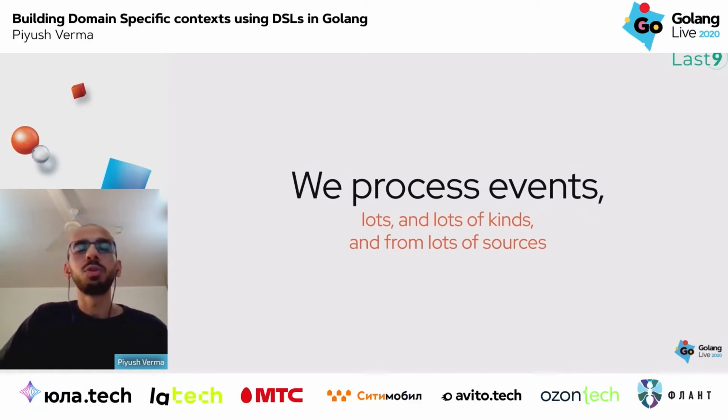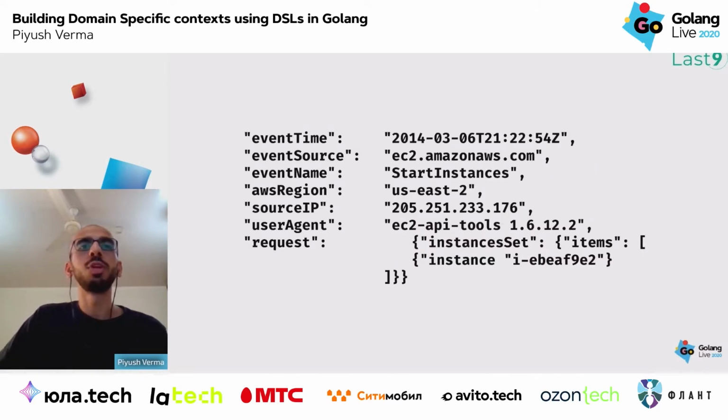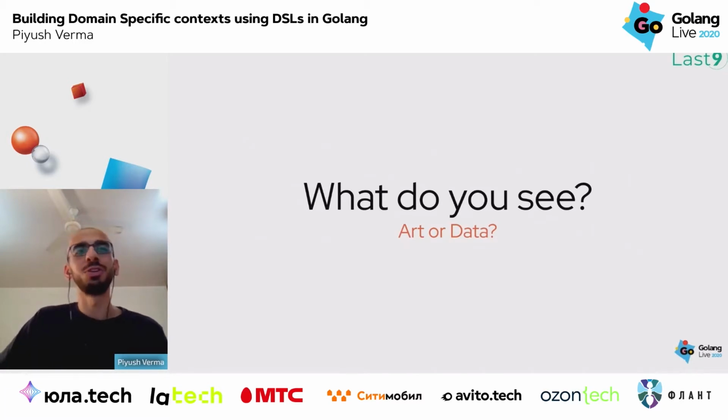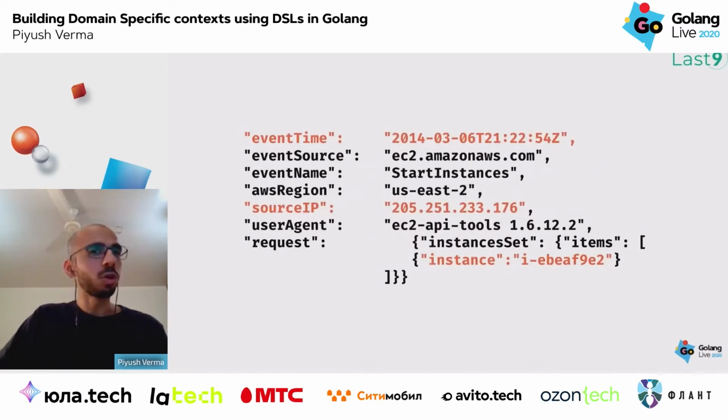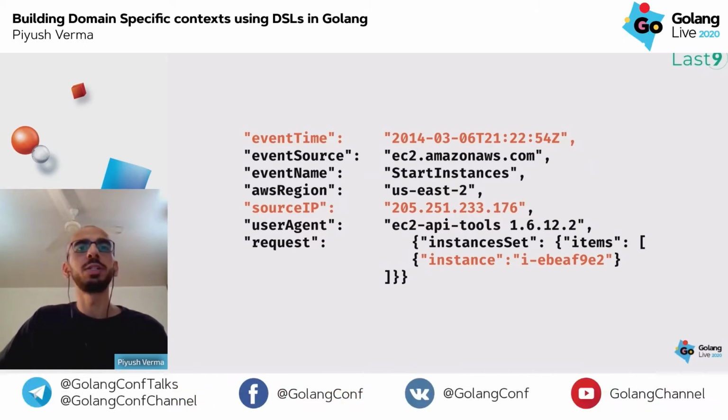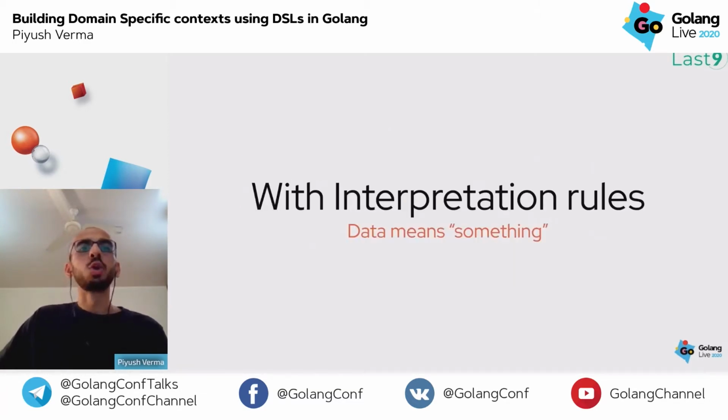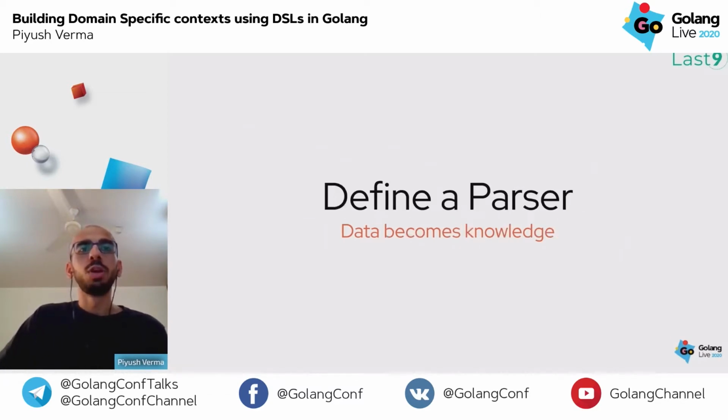Like I showed you the photo, I'm going to show you something else. What do you see when you look at this? Do you see art? Certainly not. Or do you see data? It's data. But what part of that data is important? Well, there is an event time which is important, a source IP address which is important, and then somewhere down there is hidden this instance ID which is important. These are rules of interpretation. When I look at the same data, I add these rules and it starts to mean something. You define a grammar or a parser and data starts becoming knowledge.